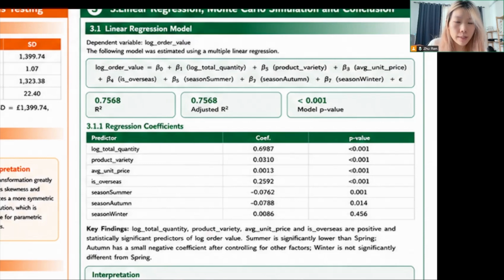Summer is significantly lower than spring after controlling for other factors. Winter is not significantly different from spring. Although autumn had the highest average log order value in the ANOVA, its regression effect becomes smaller after controlling for quantity, product variety, price, and market type. This means the higher autumn spending may be partly explained by product-related purchase behavior, not season alone.